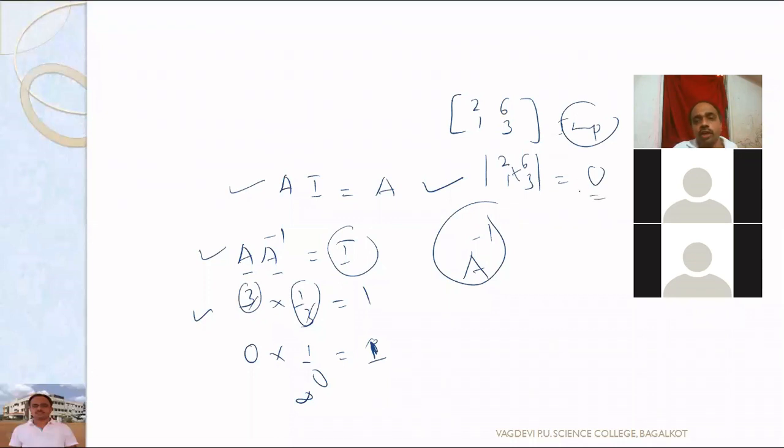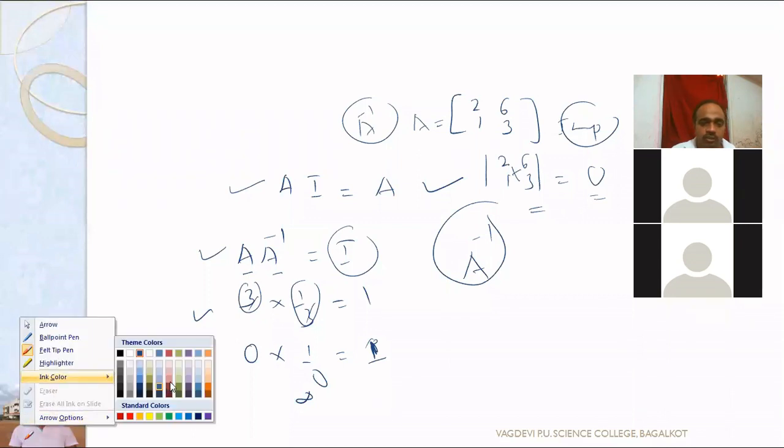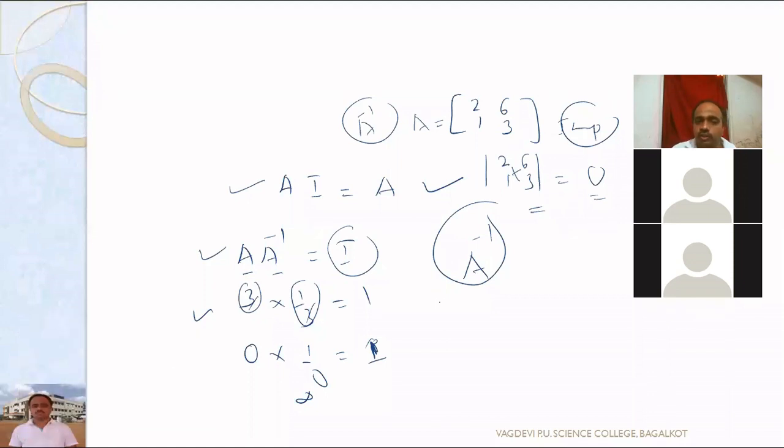So even though the elements are non-zero, when the determinant value is 0, such a matrix cannot have an inverse. So in this example, 2 6 1 3, A inverse does not exist. So remember, A inverse does not exist when the determinant value is 0. When the determinant value is 0, the matrix is called a singular matrix.